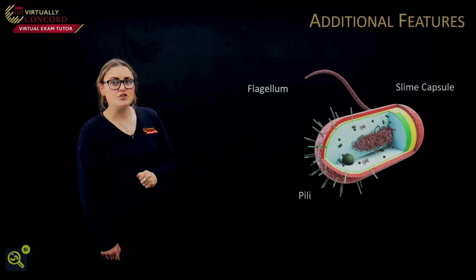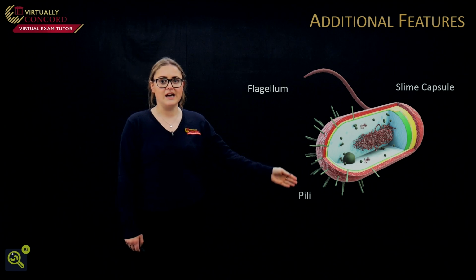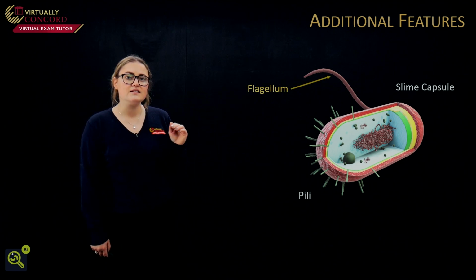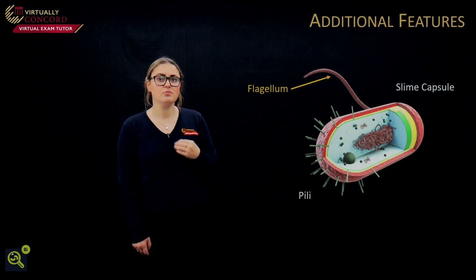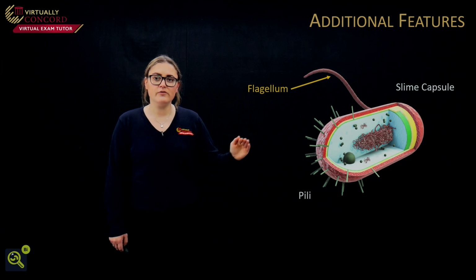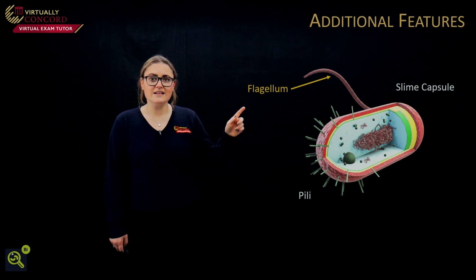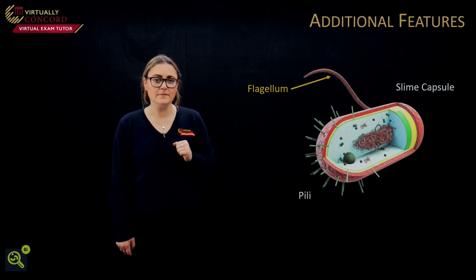Prokaryotic cells also have some additional features that we need to know about: flagellum, slime capsules, and pili. So let's have a look at flagellum first. These are projections on the outside of your bacteria cell, and they help to propel your bacteria cells around. They have this rotation movement as opposed to a flapping motion to help with the movement. Now, in this case, there's just one flagellum. If there were multiple, then they would be called flagella.